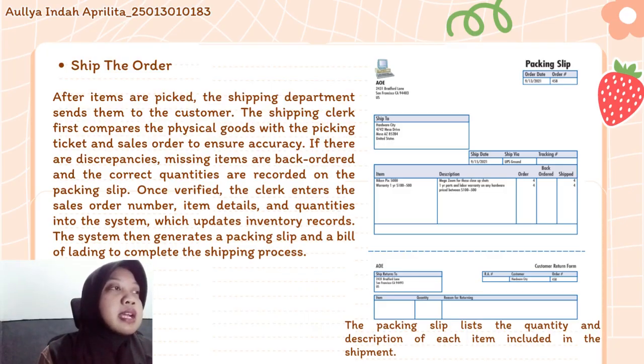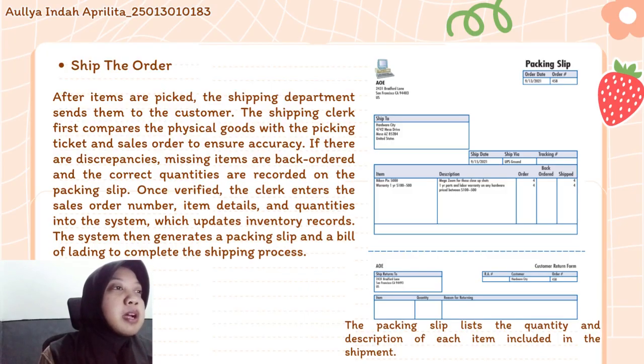On the right side, there is a picture of a packing slip. In the packing slip, the top left is information about the warehouse or the company, and then under the packing slip is the order date and order number, and then there is information about the customer in the ship to table, and then the shipping information such as ship date, ship via, and the tracking number.